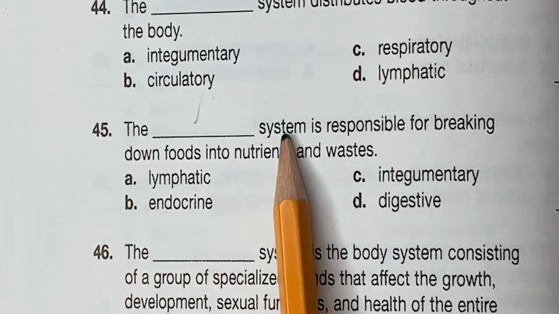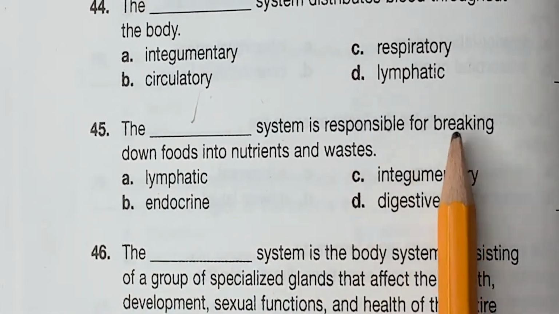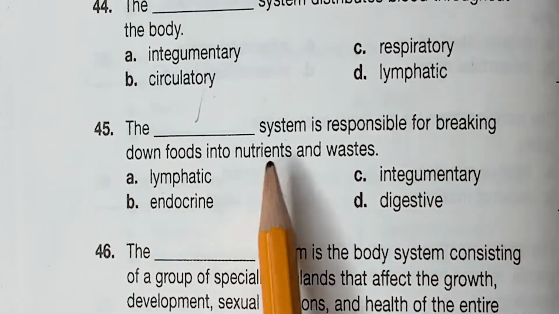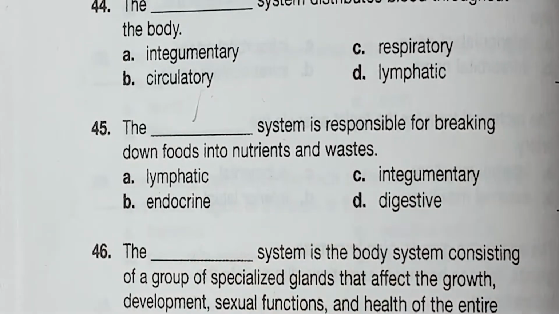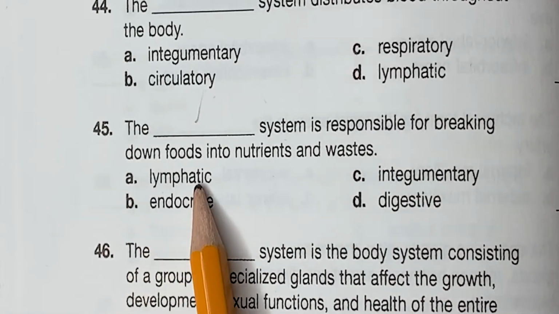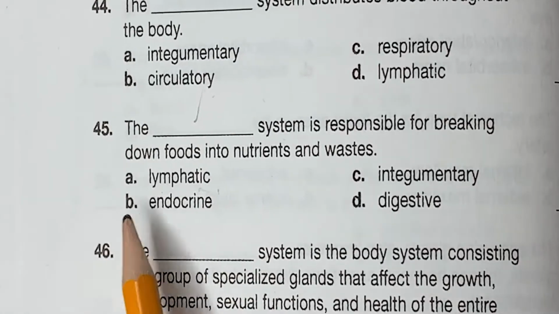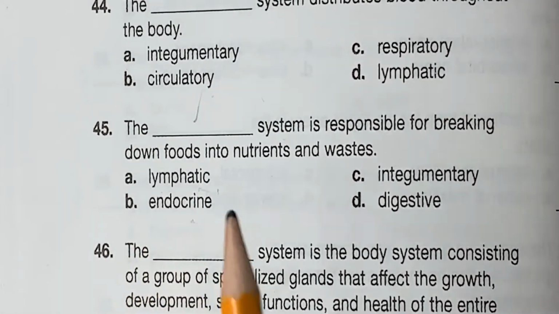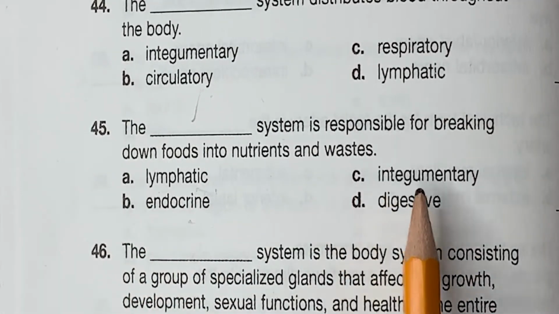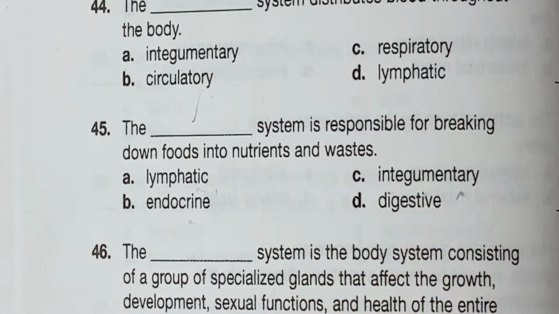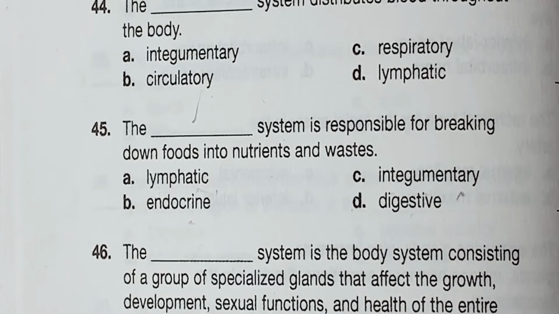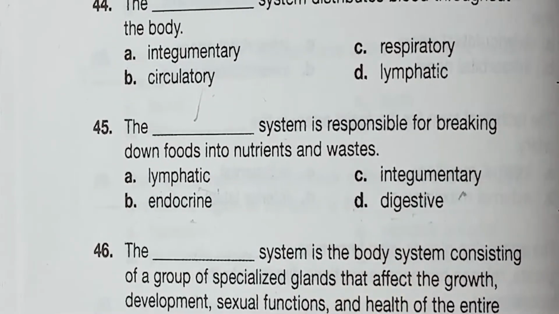45. The blank system is responsible for breaking down foods into nutrients and waste. Is it A, lymphatic, B, endocrine, C, integumentary, or D, digestive? And your correct answer is D, digestive.